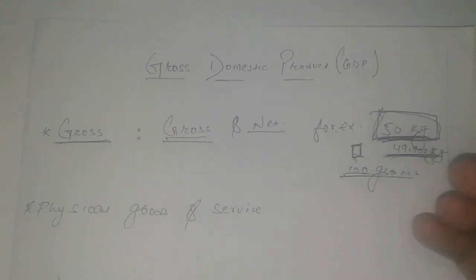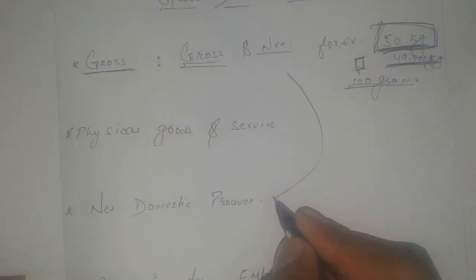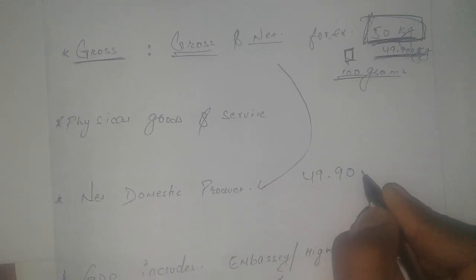And if we derive this to net domestic product, here we can see net domestic product, it becomes 49.9 kgs.